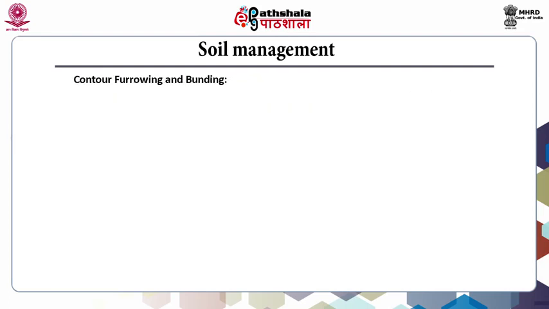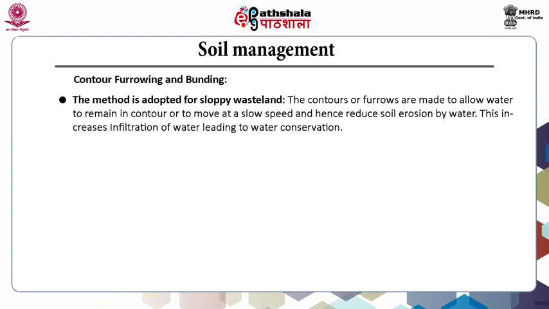Then another method is contour furrowing and bunding. This method is adopted for sloping wasteland. The contours or furrows are made to allow water to remain in the contour or to move at a slow speed and hence reduce soil erosion by water. This increases infiltration of water leading to water conservation.